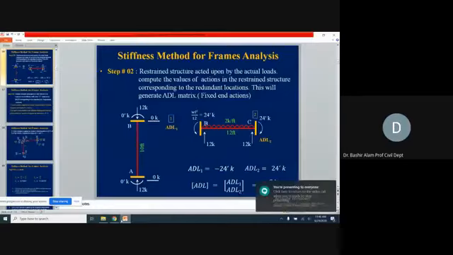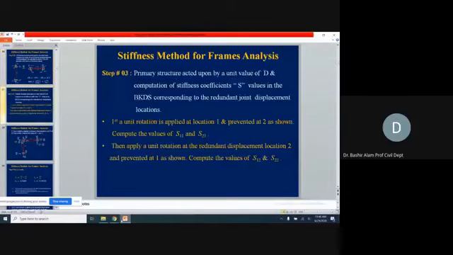Okay, so this is how we construct the ADL matrix. Now we are going after the stiffness coefficient matrix. So step number 3 is: primary structure acted upon by a unit value of D, and computation of stiffness coefficients S values in the basic kinematic determinant structure corresponding to the redundant joint displacement locations.